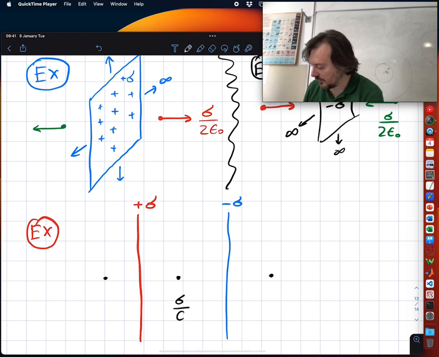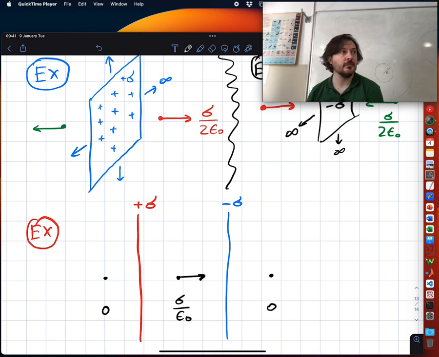What was your name? Umut is telling us that over here it would be sigma over epsilon 0, over here it would be 0, over here it would be 0. Quite counterintuitive, because how can it be 0 over here when it has negative charge here? Or how can it be 0 here when there are positive charges here and it's closer, right? But that's the beauty of this infinity.